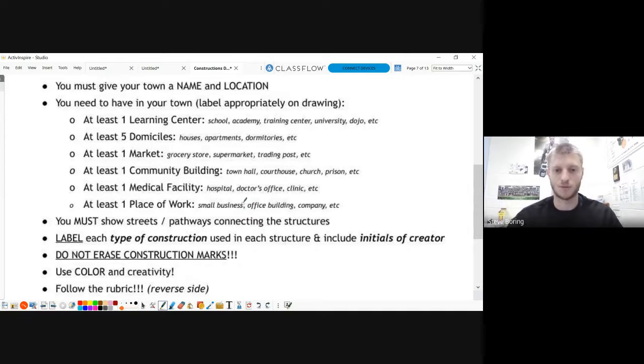But a medical facility can be a nurse. It can be a hospital. It can be a doctor's office. It can be a clinic. You cannot just say, oh, my giant super mall includes a clinic. It has to be a separate building from the rest of the stuff. So you can't double dip. Nice try. One place of work. Again, you can't just say a mall counts as a market and a community building and a place of work. You need a separate one. So if you use a mall for your market, you need a place of work for somebody else. Where do people go to make money and make a living?